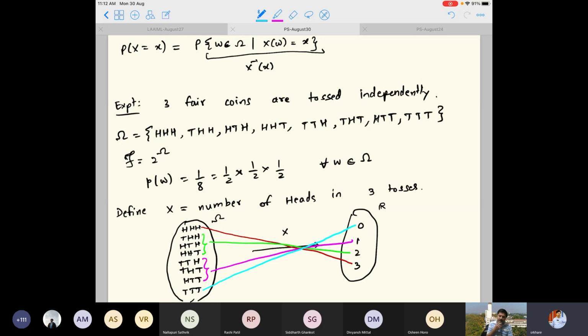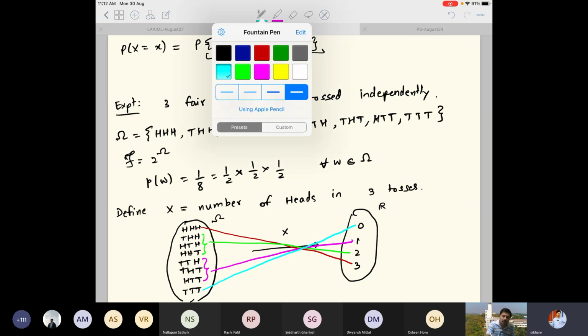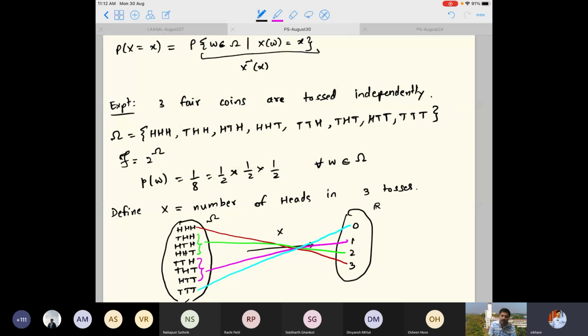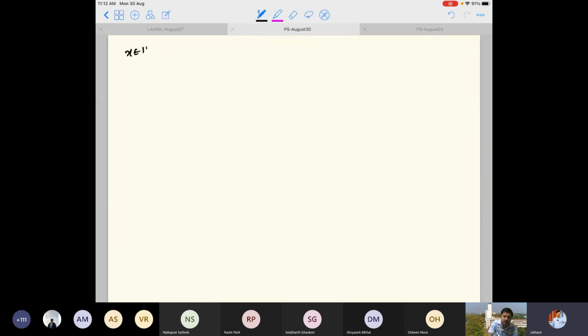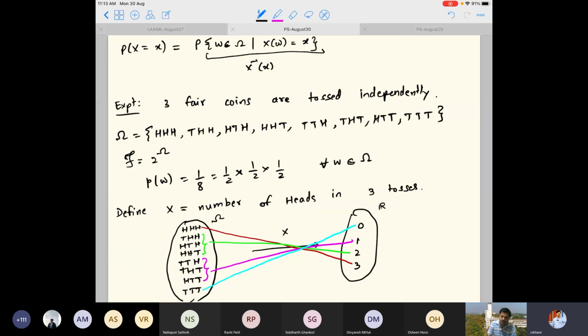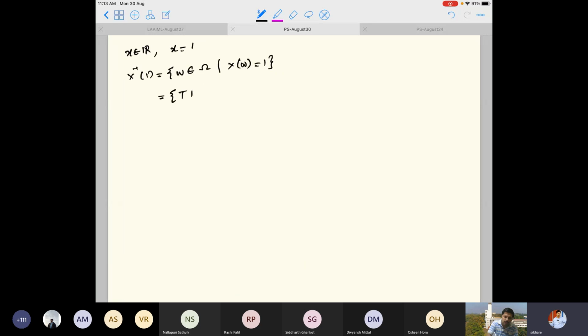And in this particular mapping, we do the following. For example, if you take x belonging to R, if you take x equal to 1, then what is the inverse image of 1? The inverse image of 1 is the set of all omega in Omega such that X(omega) is equal to 1. So this set is basically, you see, only the 3 outcomes highlighted in pink, which have only one head. So you have HTT, THT, and TTH.